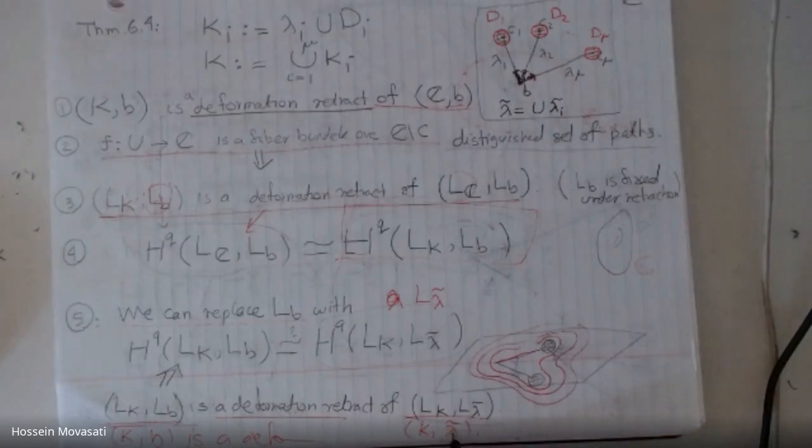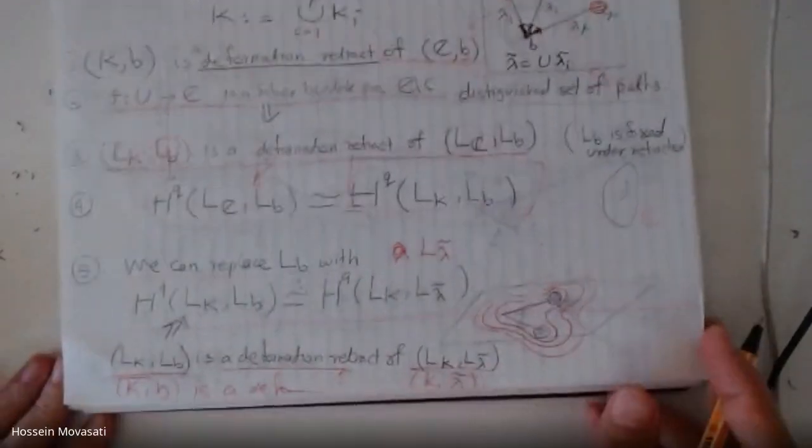Since this lambda tilde is just a union of mu passes intersecting in B, it is simply connected, so it can be contracted to point B. Again, this contraction will be lifted up to the fiber bundle map, so we will have this statement here. So this is the second time we use this theorem.